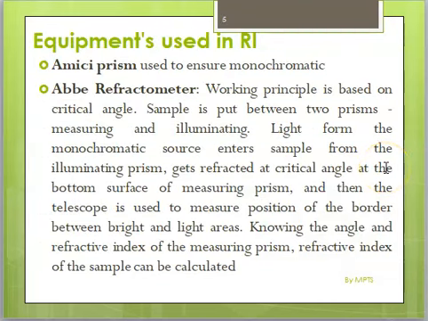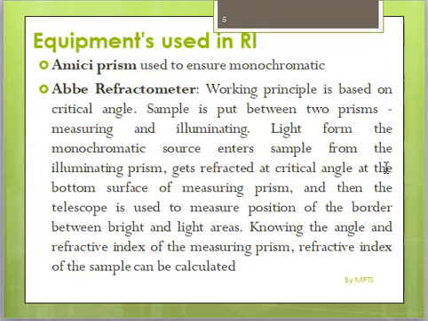Now, which equipment is used in the measurement of refractive index? Of course, inside the Abbe refractometer, we have the Amici prisms, which are used to ensure monochromatic light. Now, of course, what is the Abbe refractometer? What's the working principle of the Abbe refractometer? Of course, it's based on the critical angle, as we have noted above.